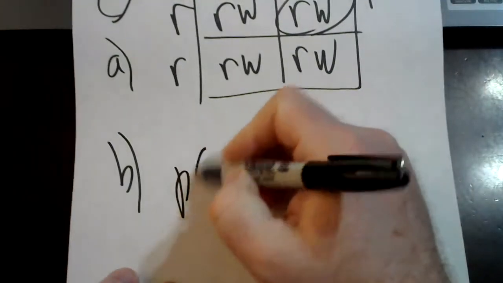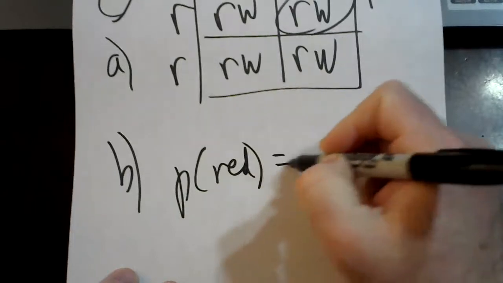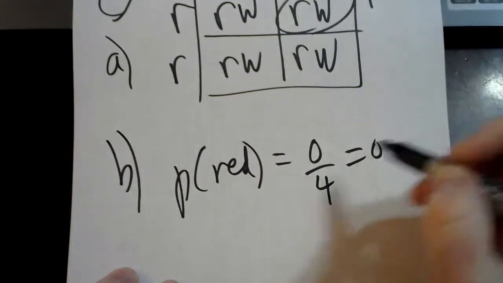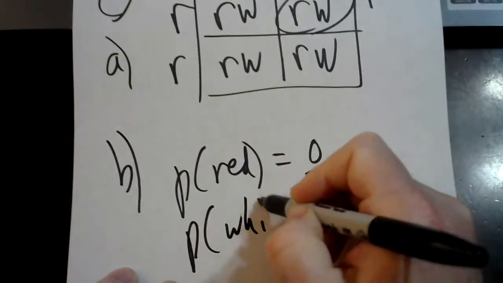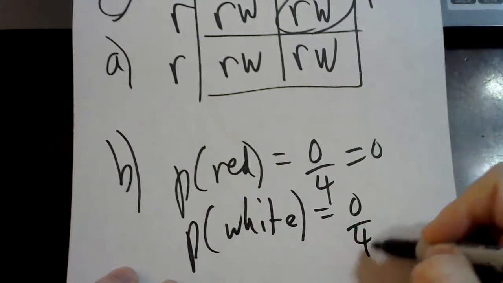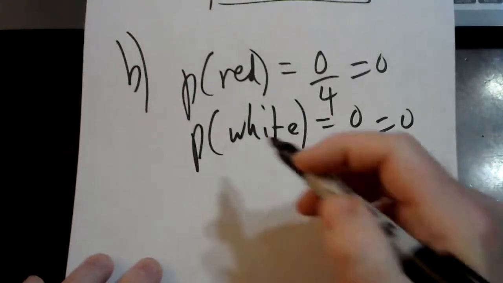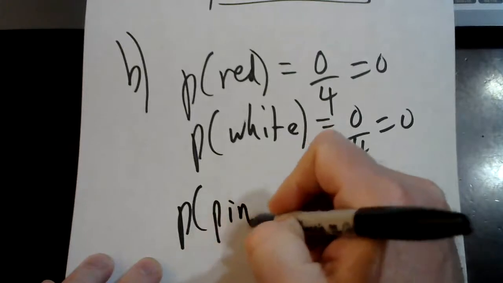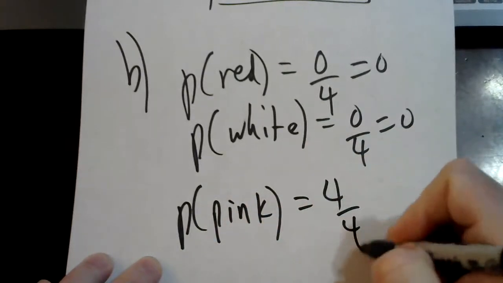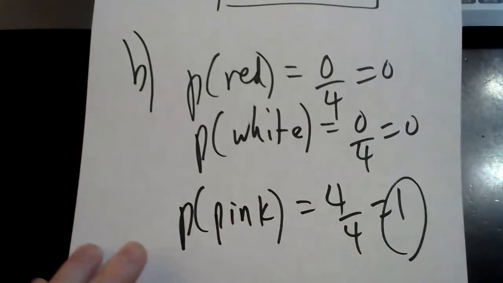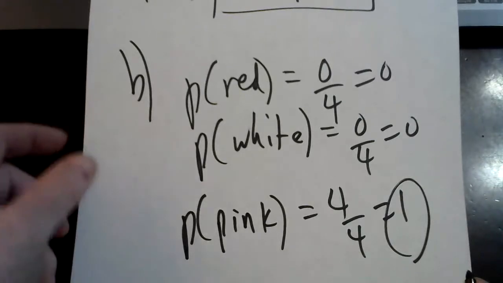Well, clearly, if you just consider the red flowers, 0 out of 4 of them are red. So the probability of the red is 0. The probability of white is also 0, because there are 0 white flowers. But what about the probability of pink? Well, 4 out of 4 are pink, so the probability is 1. That means the offspring are certain to be pink flowers.